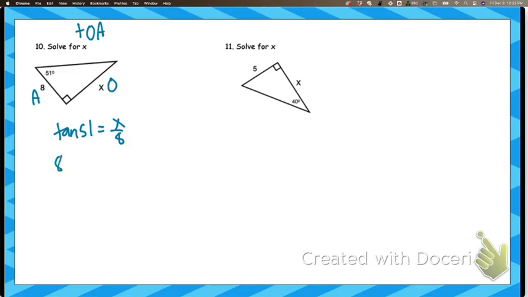X is on the top, so multiply both sides by 8. Plug it into a calculator. And I get 9.88.